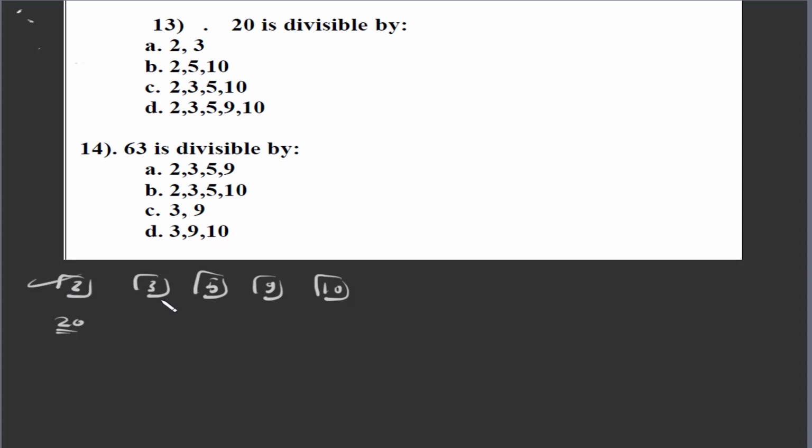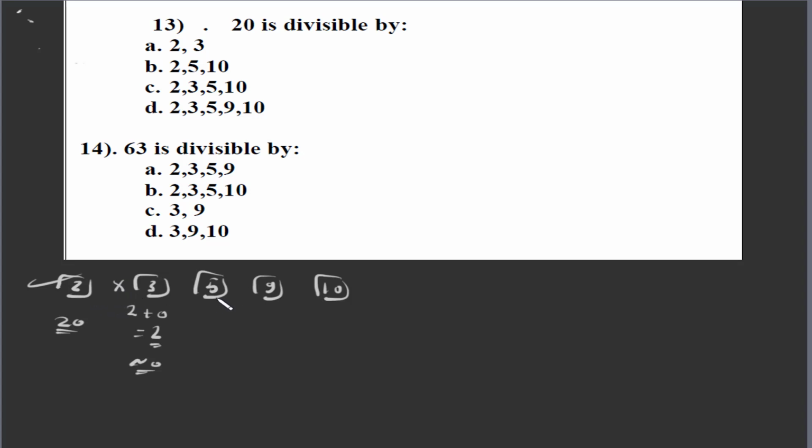Divisibility by 3. Ask yourself, the number is divisible by 3 if the sum of its digits is divisible by 3. So get the sum of digits of 20. We have here 2 plus 0 equals what? Equals 2. Is this sum, which is 2, divisible by 3? We will say no. So 20 is not divisible by 3.